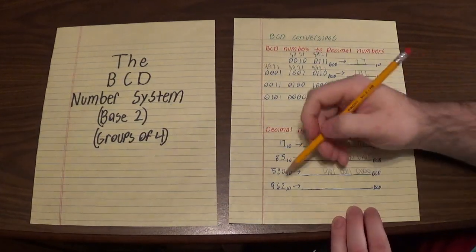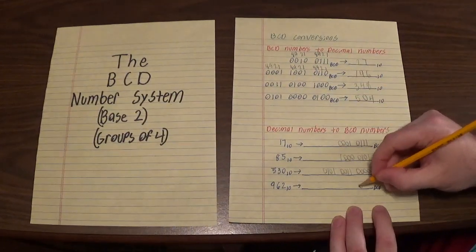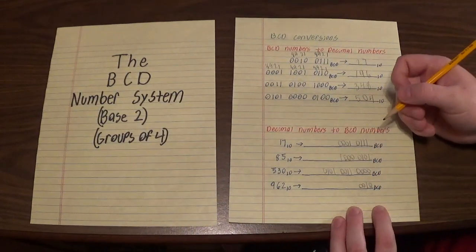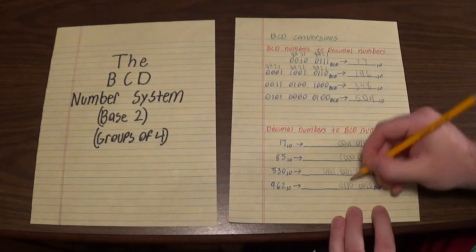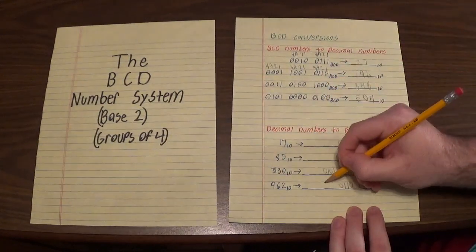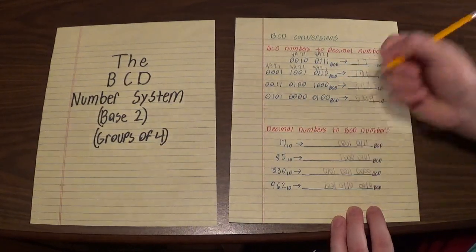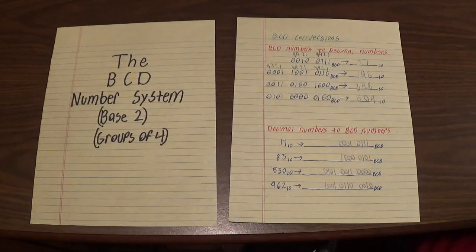Okay. And then the last one, 962. So the 2 is 0, 0, 1, 0 for a 1 in the 2's place. A 6 is 4 plus 2, so that's 0, 1, 1, 0. And then 9 is 8 and 1, so 1, 0, 0, 1. Okay? So again, use that 1, 2, 4, 8 across each group. I didn't write those here, but you can certainly do that if you need to. But that's all there is to it.